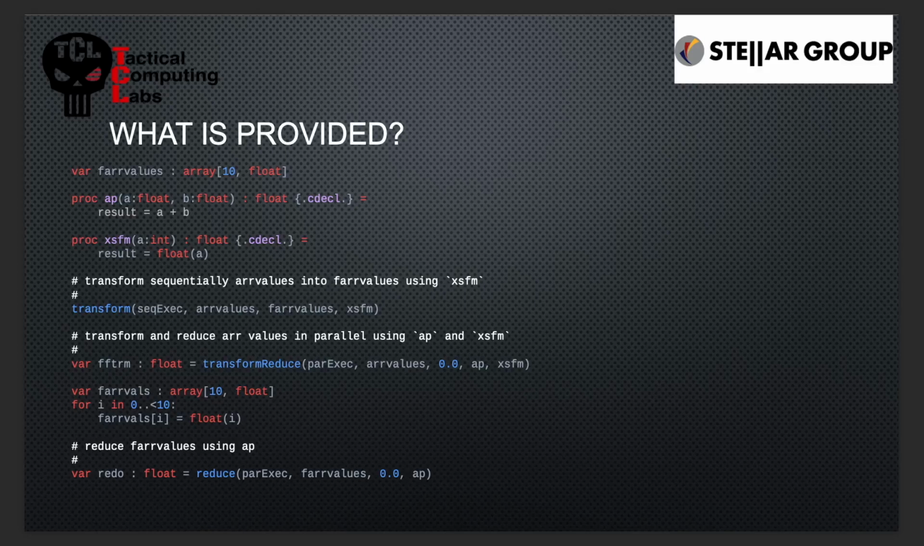You'll see at the top we've got two functions, AP and XSFM. Both functions are exposed to C using the C decl pragma. This is a requirement to use this functionality. The first invocation of transform is performed sequentially. It has an input set of arguments, R values, followed by an output set, which is FR values, and then the transform function. All this transform is doing is converting a set of integers into a set of floating point values.